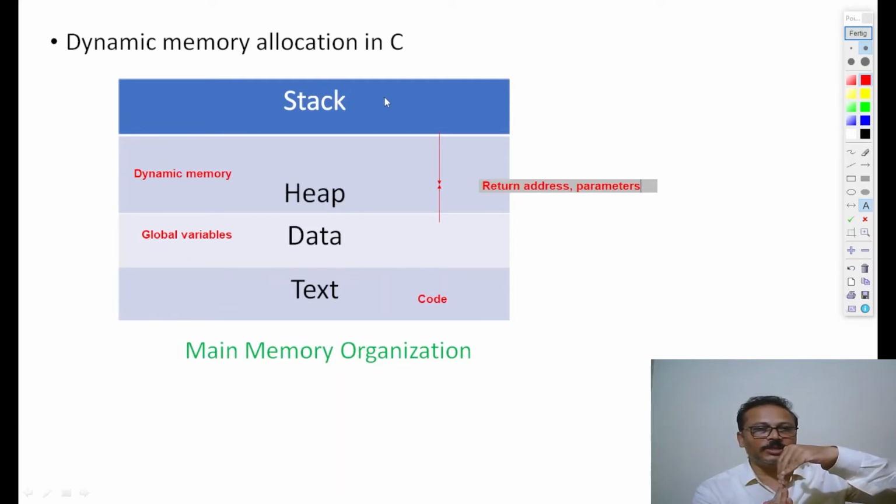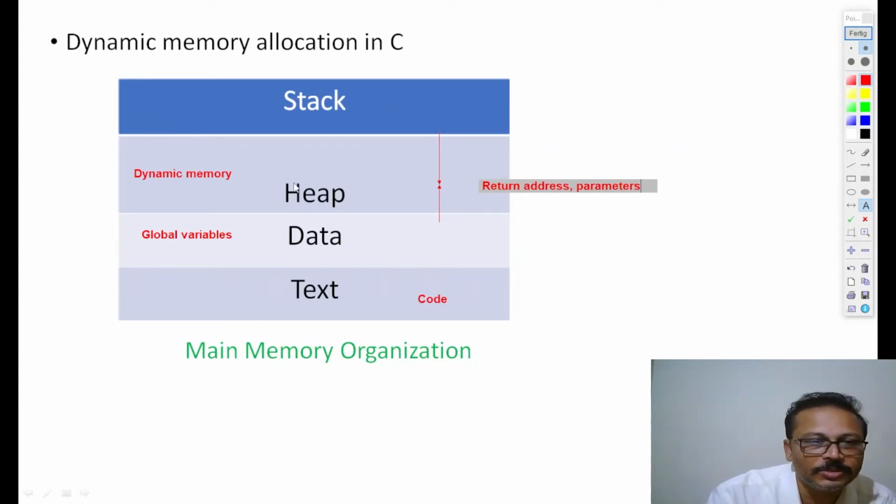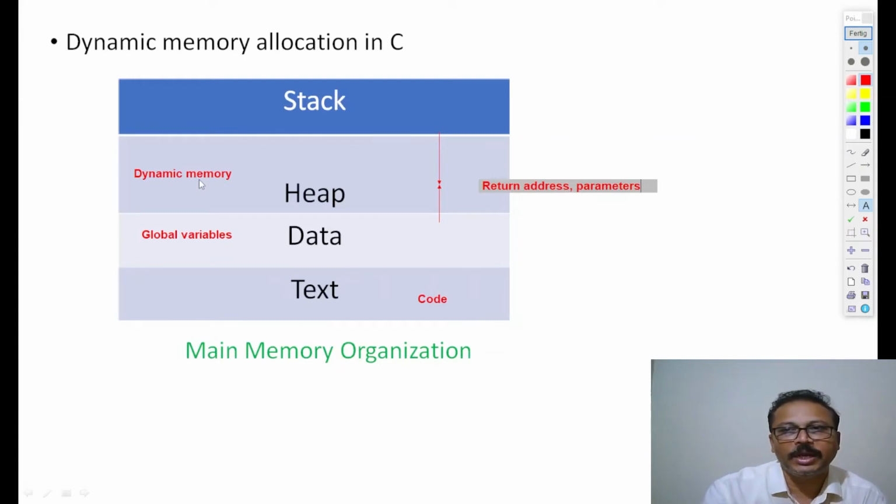Remember, stack is last in first out, so you will be automatically adding, etc. Depending on the number of functions and return addresses, the stack grows in this direction, and the heap grows in this direction. But the important point here is that the heap part is used for dynamic memory allocation, and in C language we can allocate the memory dynamically.